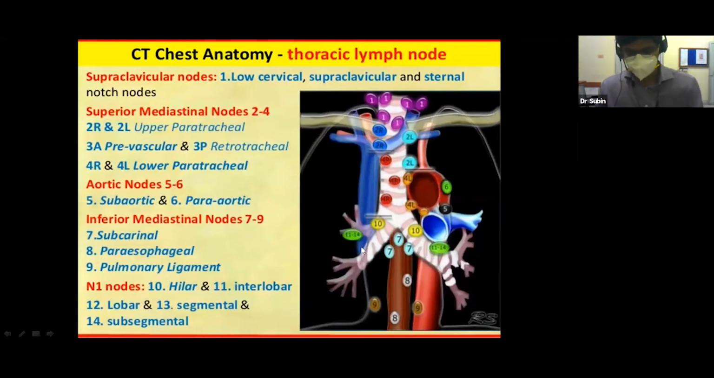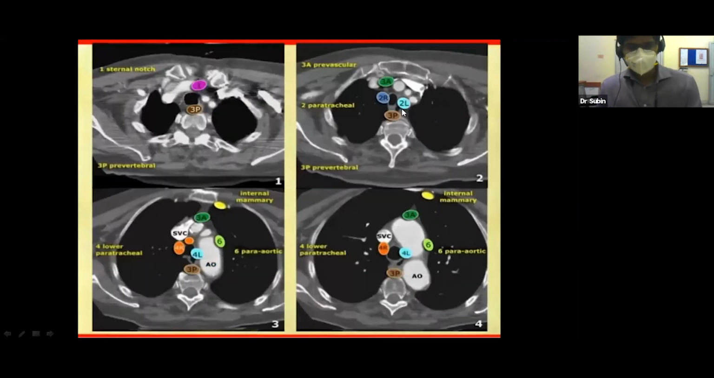Then nodes. I think nodes have a very complex classification which is followed. But essentially, just for you to remember, just remember the trachea. On either side of the trachea will be paratracheal, and then adjacent to the aorta will be this para-aortic region. Anterior to all these regions will be prevascular. Then lower down, below the carinal level, will be subcarinal, and where the hilum is seen will be hilar, which is quite self-explanatory. If you go lower down, you will have these para-esophageal nodes and all these things.